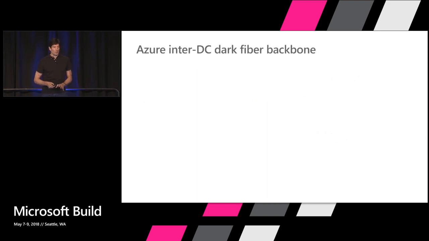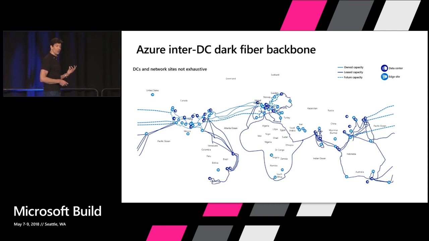Speaking of that physical topology and internet peering sites, this is a look at the current state of our dark fiber backbone. So all of the traffic between our regions, between data centers, flows over our own fiber, either leased or completely owned by us. We've been investing huge amounts of capital infrastructure in building out the worldwide WAN.